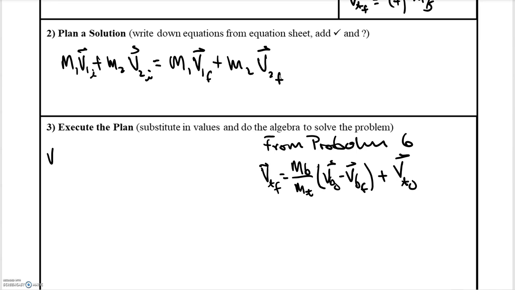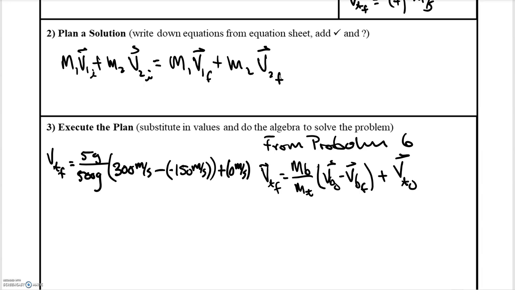So we have the final velocity of the target is equal to, we have 5 grams for the bullet, 500 grams for the target. The initial velocity of the bullet is 300 meters per second, minus the bullet after the collision is traveling to the left with a speed of 150 meters per second. So it's going to be a negative 150 meters per second for the final velocity of the bullet. And then the initial velocity of the target, remember, it's stationary this time. So this is just going to be 0 meters per second.